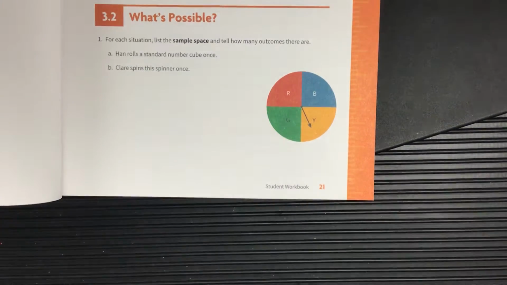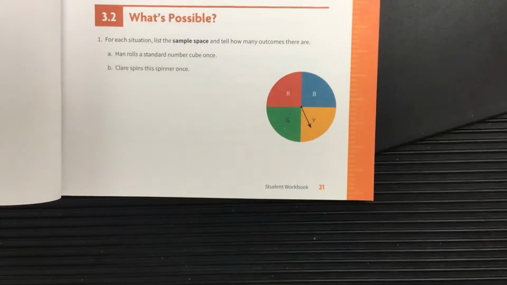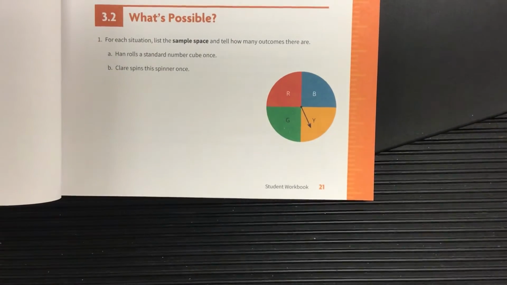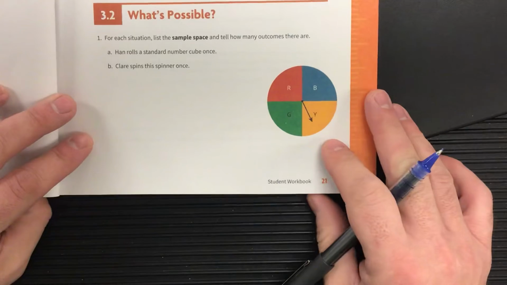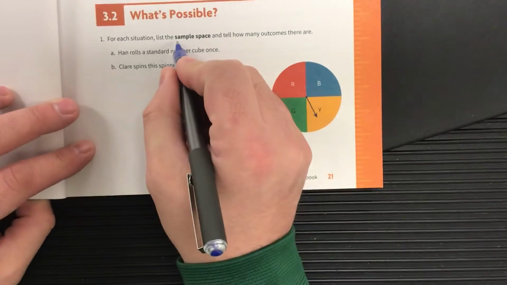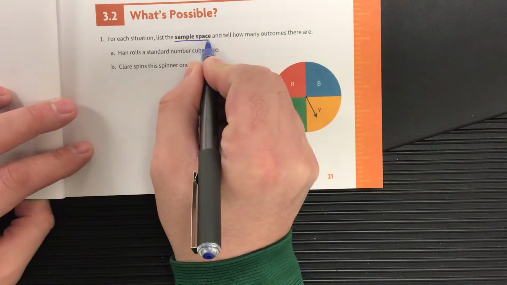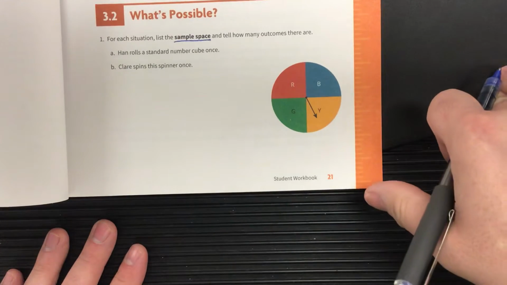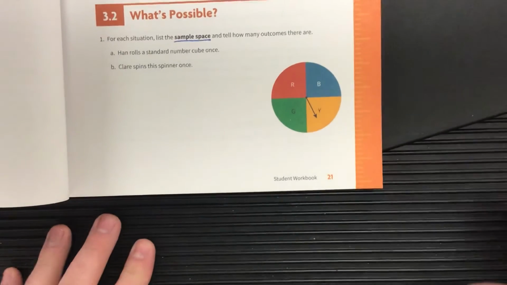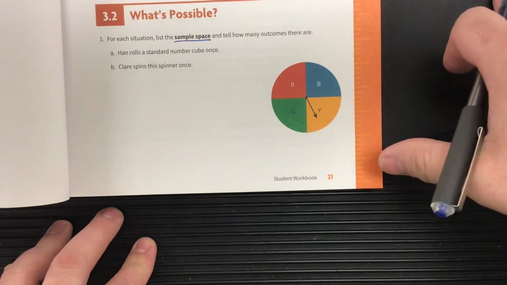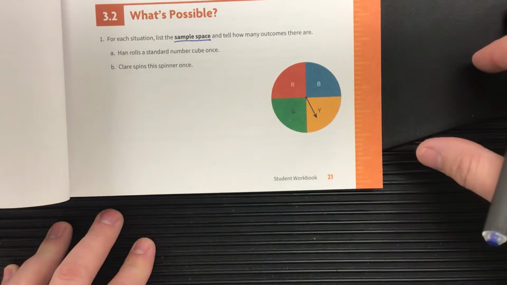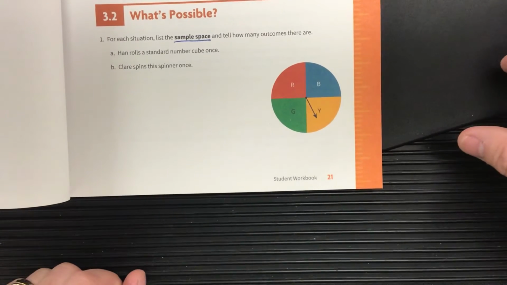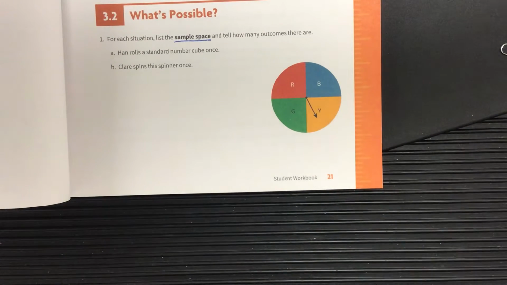Question 2, Kinley. For each situation, list the sample space and tell how many outcomes there are. I just want to define sample space. Sample space means all the possibilities. So if you ever see the words list the sample space in the directions, that means you need to list all the possible outcomes. Sometimes that can be quite a few. Okay, now Kinley, continue.